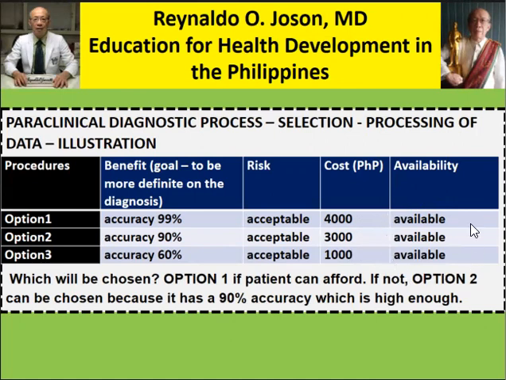So what will be chosen? Option 1, because of the highest benefit of 99%, and the cost is 1,000 more than the second one, the 3,000. Okay, so if the patient can afford this, option 1 is the choice. If not, option 2 can be chosen because it has a 90% accuracy, which is high enough.